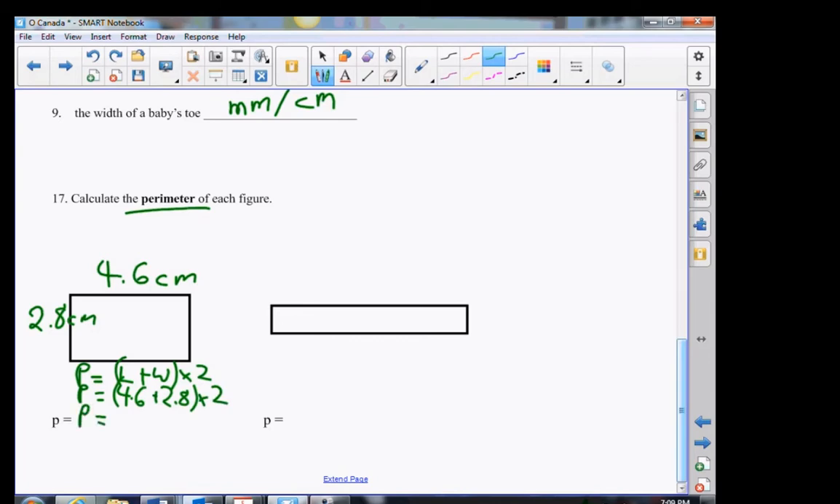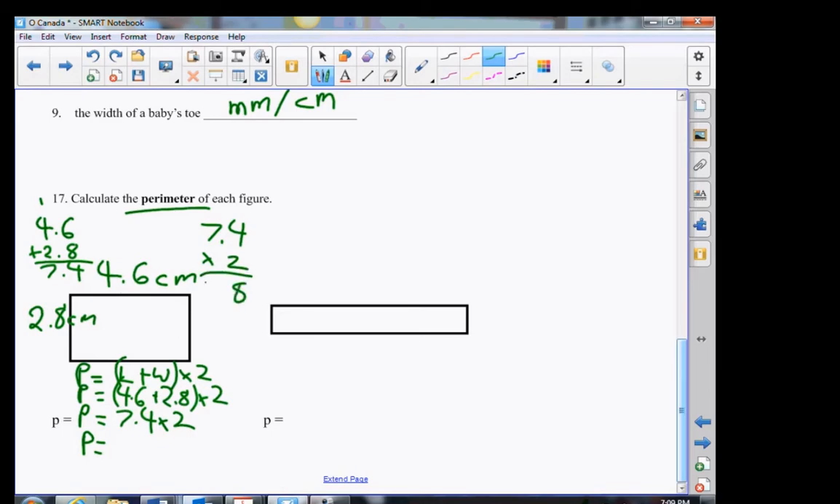Perimeter equals, well, let's just do that up here just so I don't make a silly mistake. 4.6 plus 2.8. 8 plus 6 is 14. I carry the 1. 4 and 2 plus 1 is 7. 7.4 times 2. Again, just to make sure I don't make a silly mistake, I'm going to show my work up here.